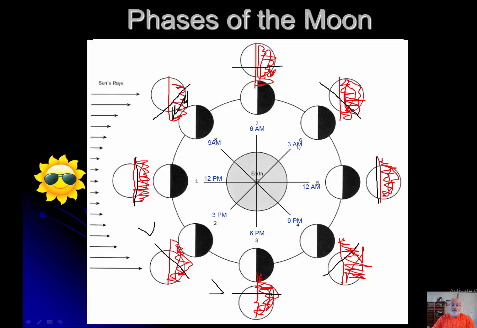And then if you fill in the rest of them, so like at 3 a.m. the first moon you would see would be this one, 6 a.m. the first moon you'd see would be that one, 9 a.m. the first moon you would see would be this one, 12 p.m. noon would be that one, and then it just keeps going around, and you would see it rise and 12 hours later set. Same thing all the way around.